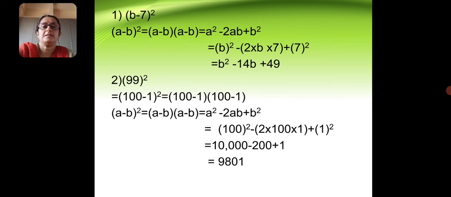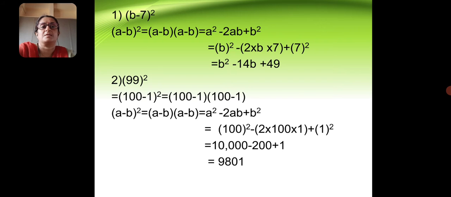Next, using the second identity (a minus b) the whole bracket square, we are going to do two sums. So (b minus 7) the whole bracket square. Here we are going to consider b as a and 7 as b. Now a square minus 2ab plus b square, we are going to replace with b square minus 2ab, that is 2 into b into 7, and plus b square, that is 7 square.